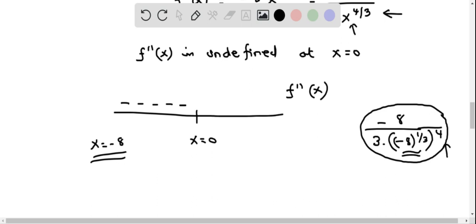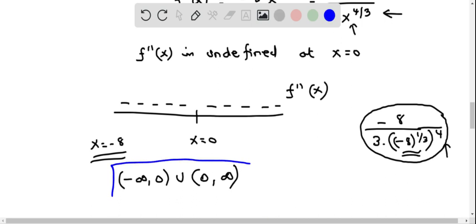Also, to the right of x equals 0, whether we put a positive number, the denominator is still going to be positive, and the numerator is negative. So overall, it's going to be negative. And so therefore, we can say that it is concave down in these two intervals, that is from negative infinity to 0, union 0 to infinity. So in these two intervals, the function is concave downward.